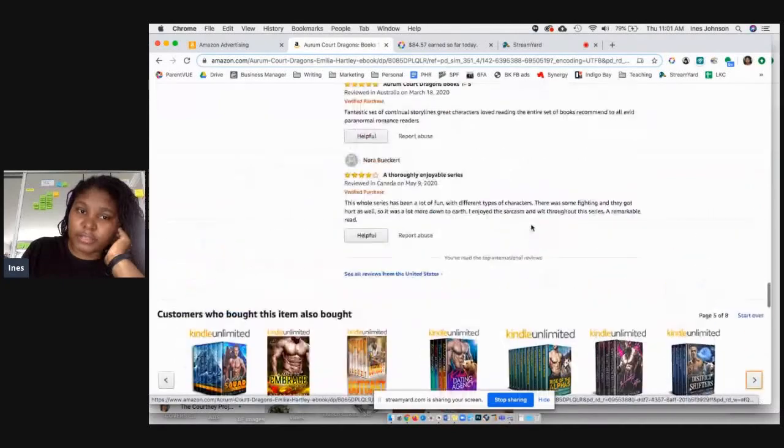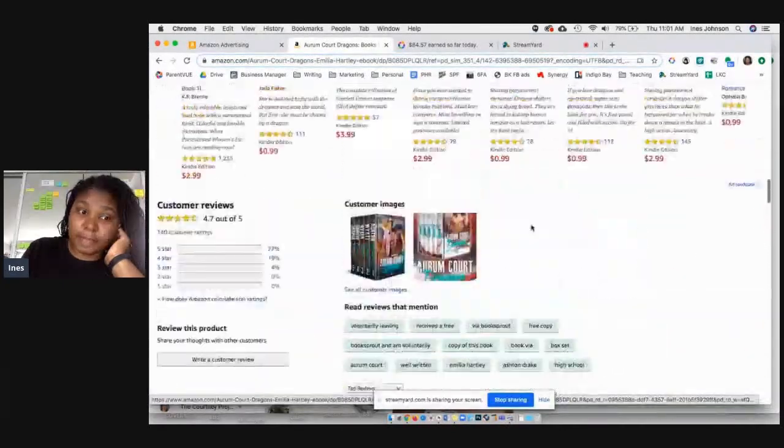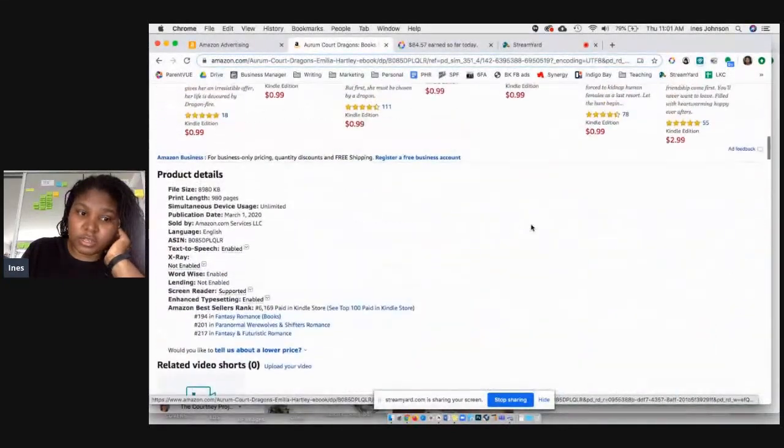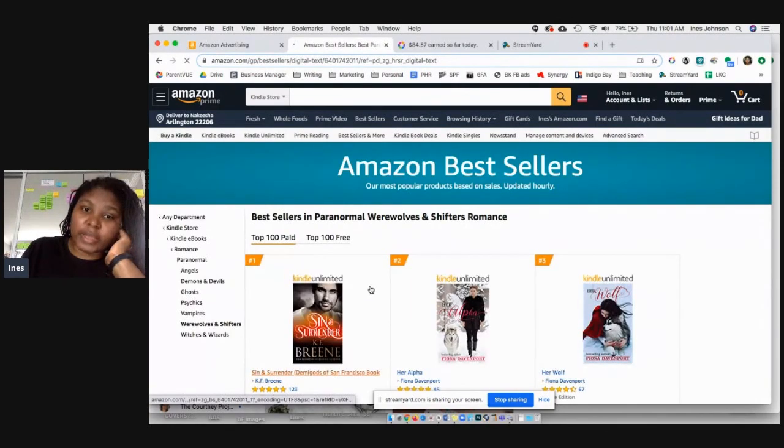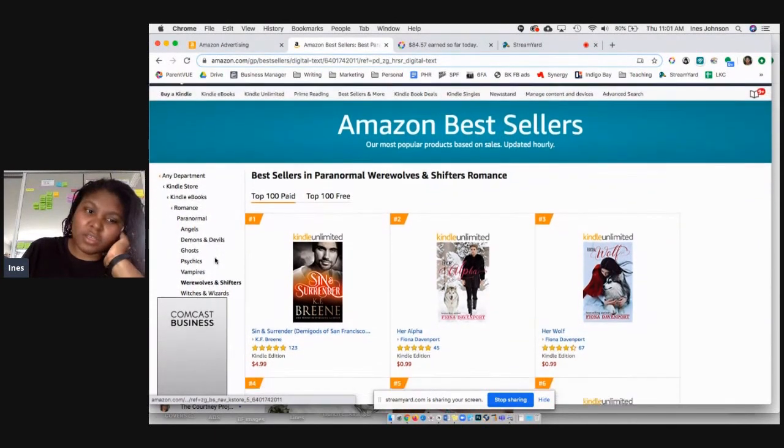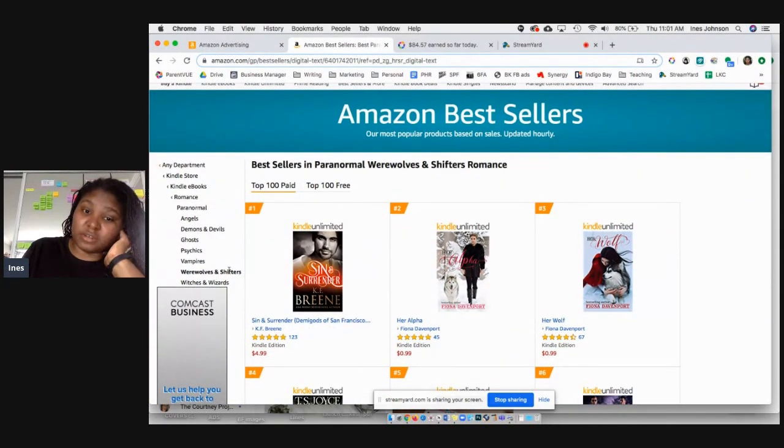So that's another way to find folks. A third way is to come to the product details in the middle of the page and look at the bestseller ranks. So paranormal werewolves and shifter romance, because my dragons are shifters. So I could come to the bestseller charts and you can see on the side, romance, paranormal, I can come to angels, but I'm not because that doesn't really equate to my books. Demons and Devils, maybe. Werewolves and Shifters are really the best for my books.